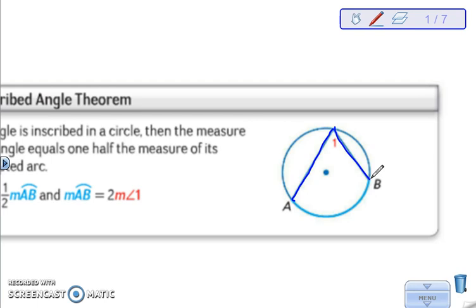Well, the first thing that we need to know about inscribed angles is that the measure of an inscribed angle is half of its intercepted arc. Another way to think about it is the number of degrees running along the circle is twice as much as the number of degrees in the corner, or the number of degrees in the corner is half as much as the number of degrees running along the circle.